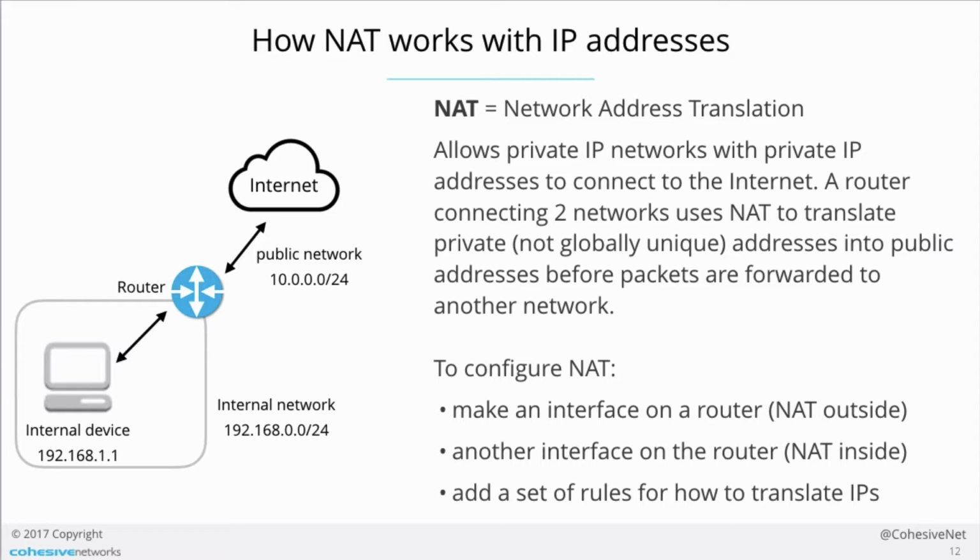So here in our example, our internal device is 192.168.1.1. Traffic goes to that router, which uses NAT to translate that to the public network, which is 10.0.0.0. So to use NAT, you need an external interface on the outside, an internal interface on the inside, and a set of rules for how to translate private to public.